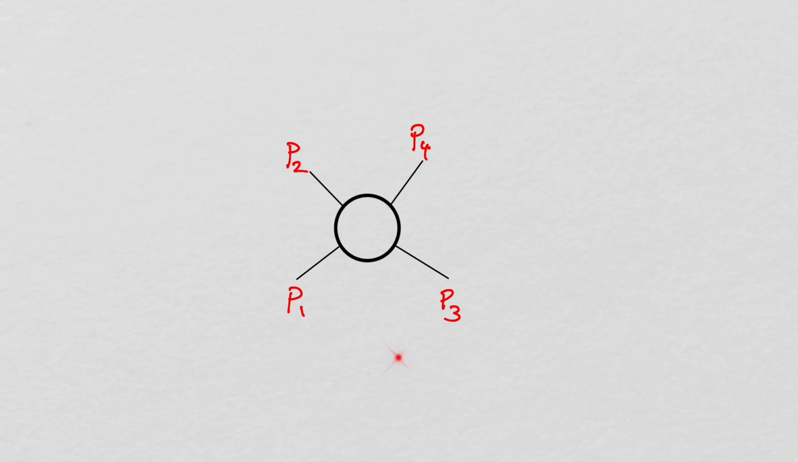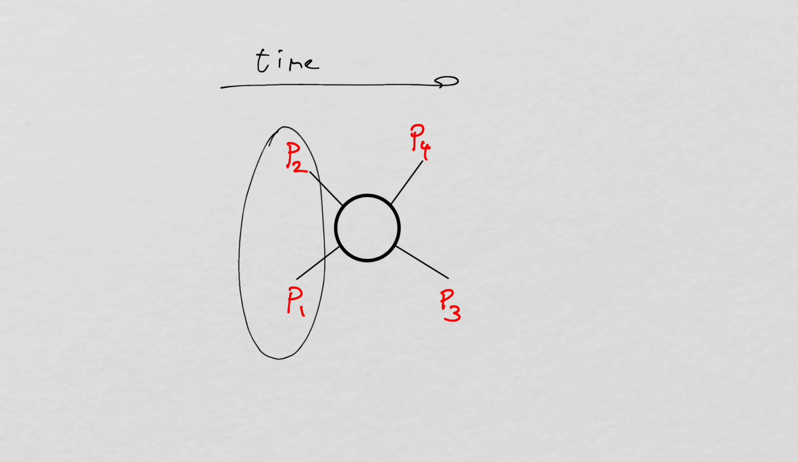Right, with this being our general collision process, and with time moving from left to right, time is moving in this direction, and so these two particles, P1 and P2, are colliding, and the output particles are P3 and P4. And with that in mind, we can define a few different processes that use these Mandelstam variables to identify the nature of the process.